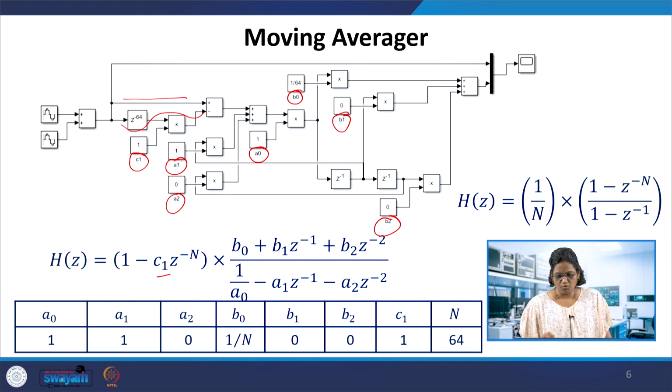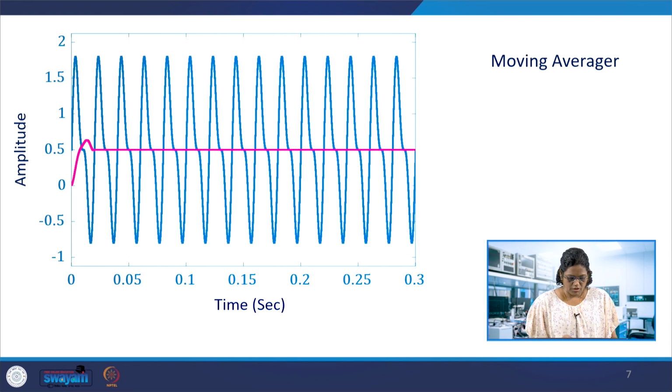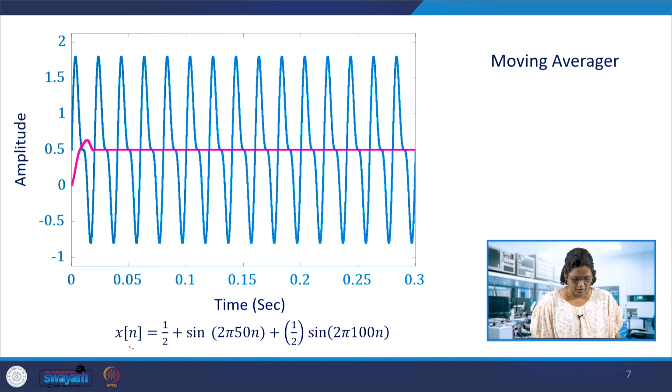So it is perfectly fitting the network which is shown, the generalized network. So from this, what is the output of this moving averager? We have taken a signal in which x of n we can assume is a sample. I have shown it with the discrete sequence here. In this, x of n has a DC of 1 by 2.5, plus sine 2 pi 50 n, 50 hertz with amplitude 1, plus the second harmonic of amplitude 0.5.